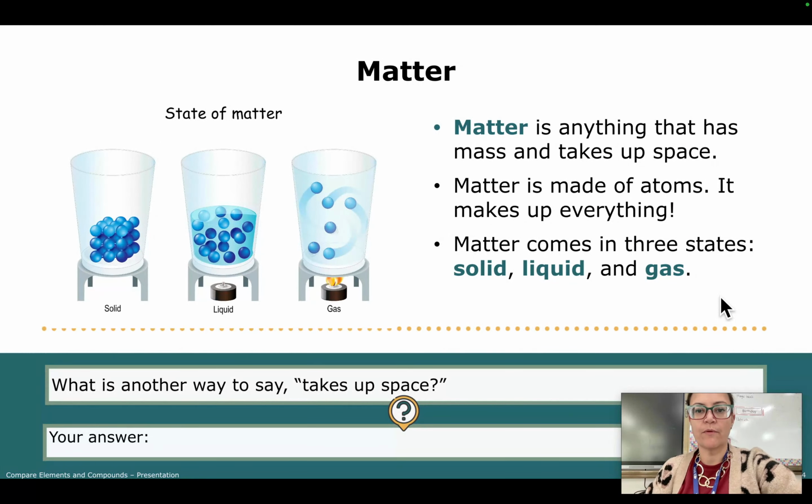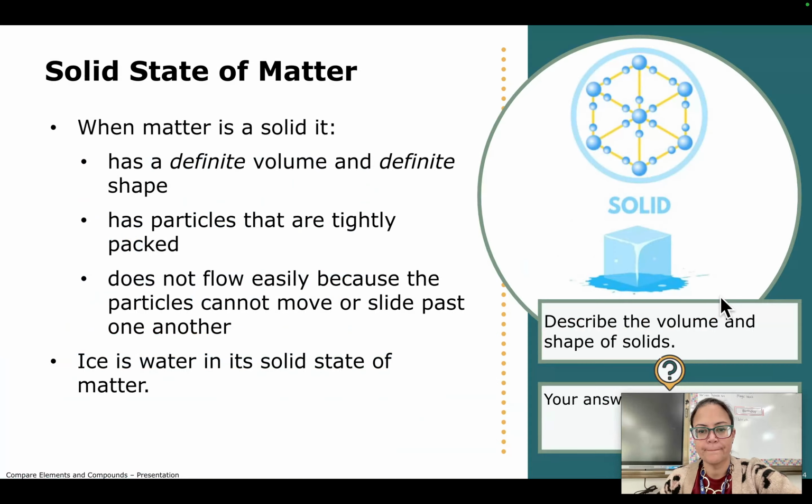So matter, this should be a review. Matter is anything that has mass and takes up space. Matter is made of atoms. It makes up everything. Sometimes you'll see a joke about that. Matter comes in three states: solid, liquid, and gas. The solid is very tightly packed. They don't change shape. Liquid is slightly packed, kind of packed together but not really tight, and it will change shape to fit the shape of the container. And a gas is not packed at all. These molecules are moving around really fast, and it will take up as much space as you give it.